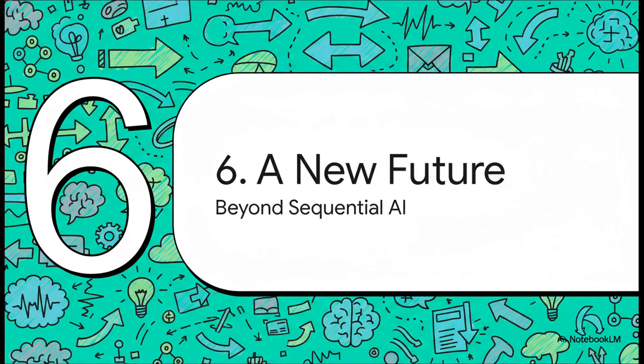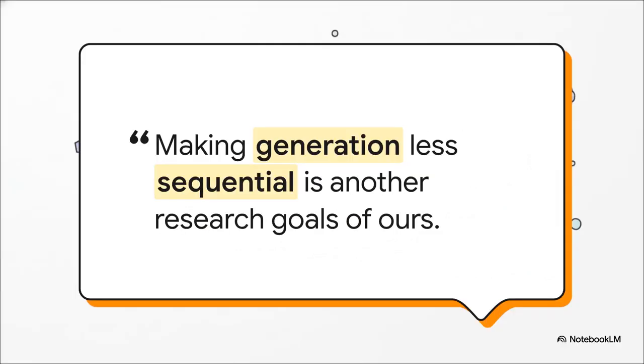Section 6. A less sequential future. The authors made it very clear in their conclusion that breaking free from step-by-step processing was just the beginning. They literally wrote, "Making generation less sequential is another research goal of ours." They knew exactly what kind of earthquake they had just set off in the AI world.